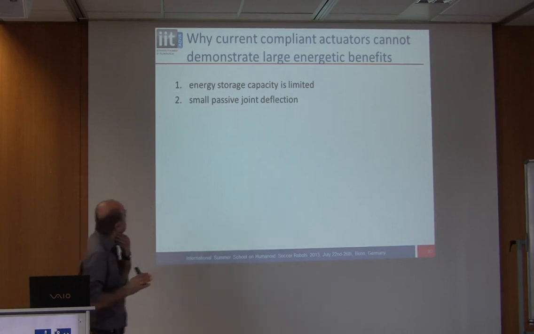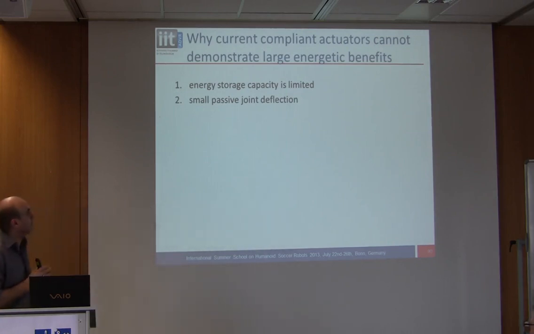Okay, so let me do a summary now about this energy, and also introduce some other limitations that basically prevent demonstrating that this kind of actuator can be used for energy efficiency. I mentioned already that energy capacity is limited, so you have only a few joules. In our actuator, we have about 2.5 joules that we can store in the joint, and the best performing variable stiffness actuator that is out there now is the DLR joint that can store 4.5 joules. So this is the energy that we can store. It's very small. The deflection is very small.